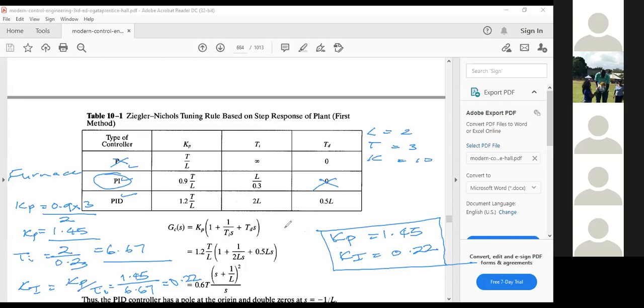So what is KI again? The gain for, all right, when you have an integral controller, you, excuse me, one second.